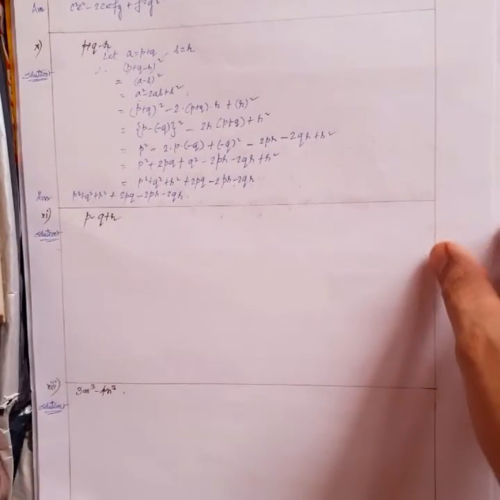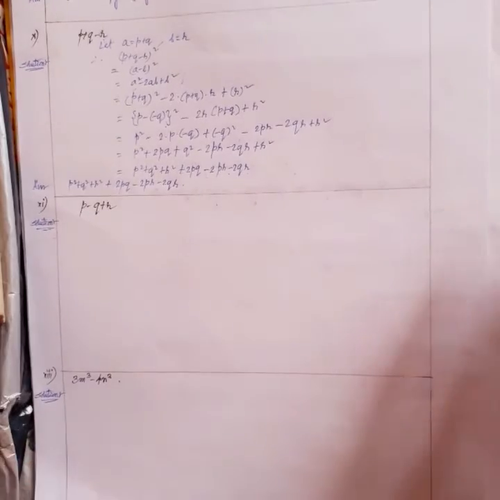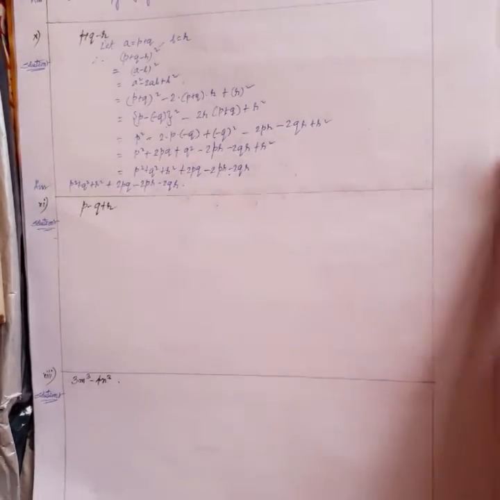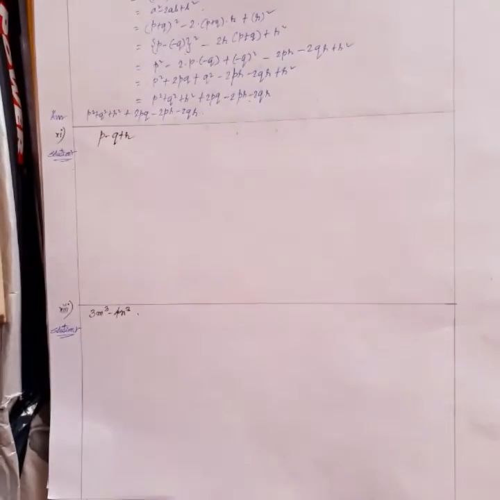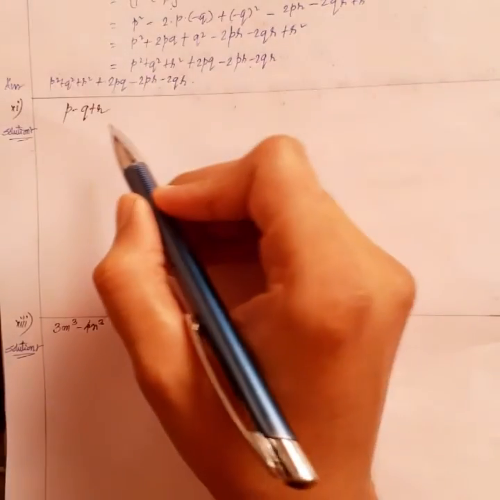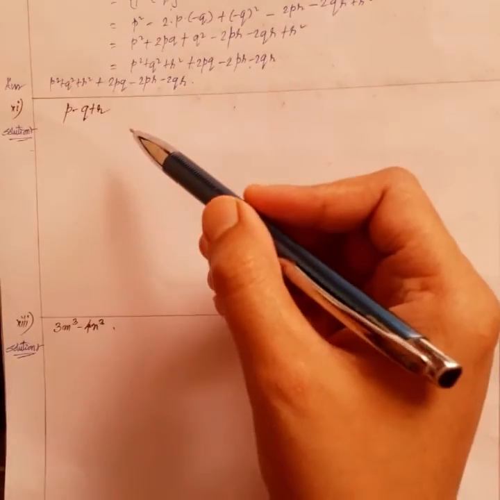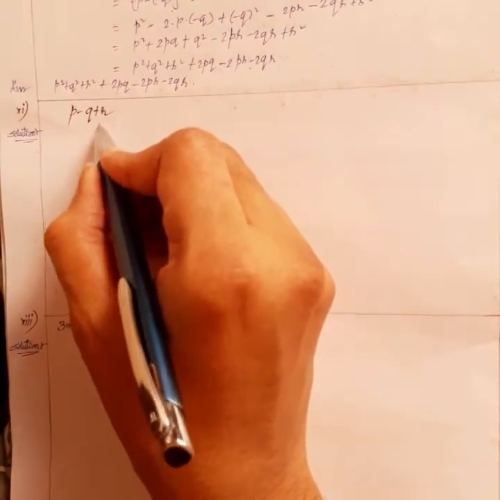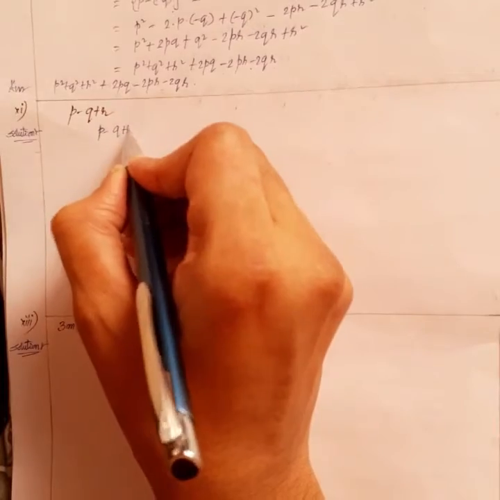Hello students, we are doing chapter number 12, and we are currently doing the sums from the exercise Let's Do Ourselves 12.2. Today we are going to do question number 11, p minus q plus r. You have to find the square of this using the formula a minus b whole square. So you have to find p minus q plus r whole square.